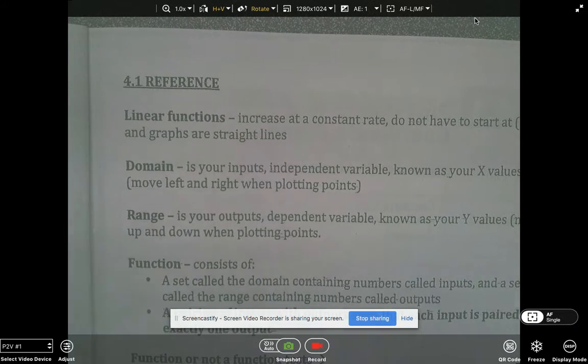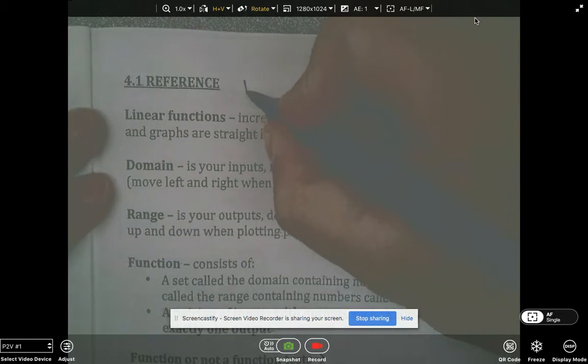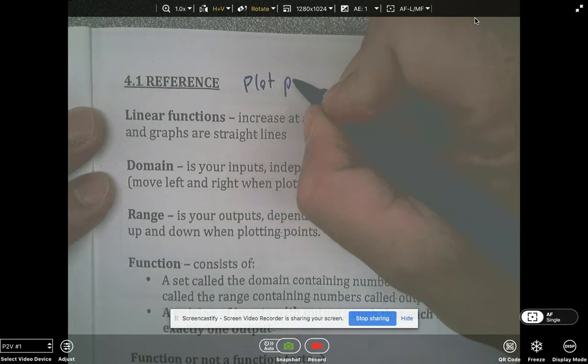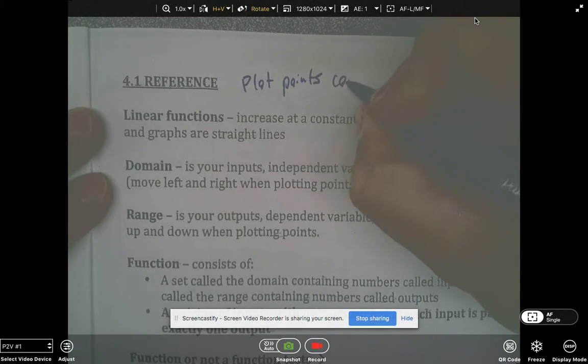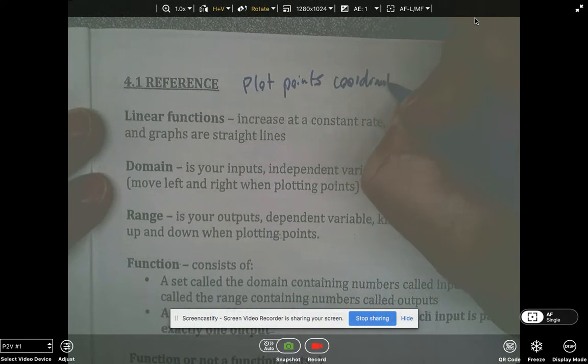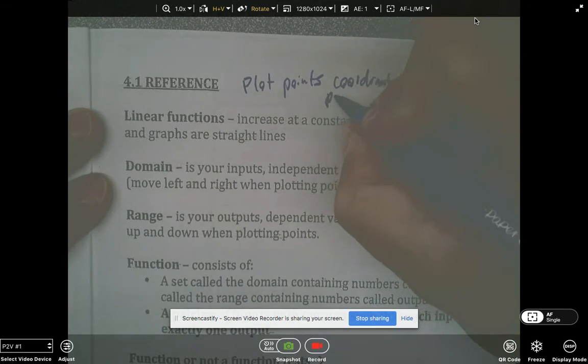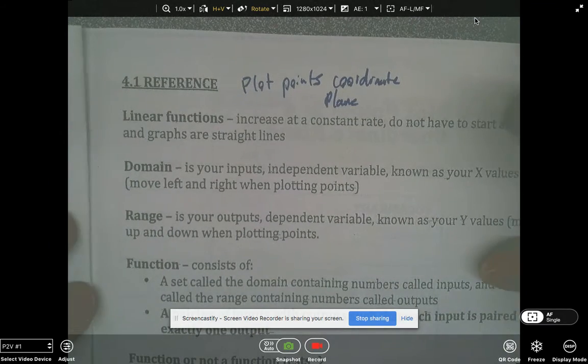All right, welcome to your first video reference. This is for section 4.1. In section 4.1, you're going to learn how to plot points on the coordinate plane. And you're going to do that from a few different ways.